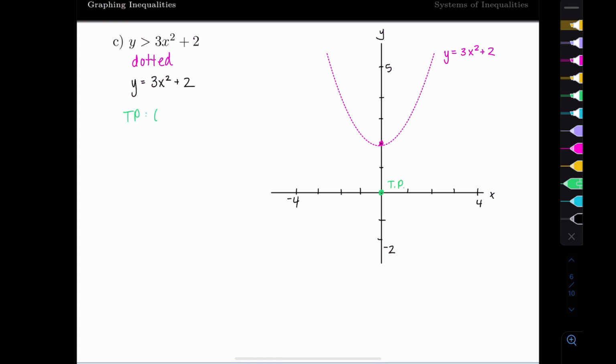So we're going to plug in 0, 0 and see if we get a true statement. So our y is 0, our x is 0. And when I plug this in, I get 0 is greater than 2. So this test point does not work, which means I do not shade this side. So I'm going to shade the opposite piece, which is everything inside of my parabola.